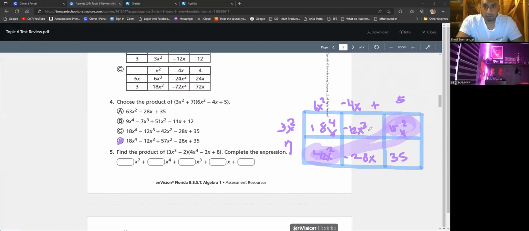It'll be 42 plus 15, and 57. Okay. And then you just get this: 18x^4 minus 12x^3 plus 57x^2 minus 28x plus 35. Yep, D. Okay.